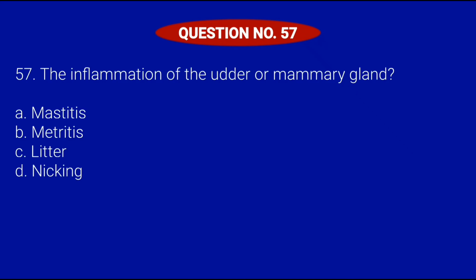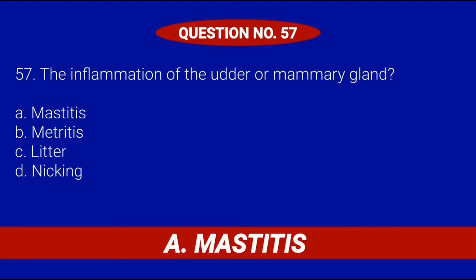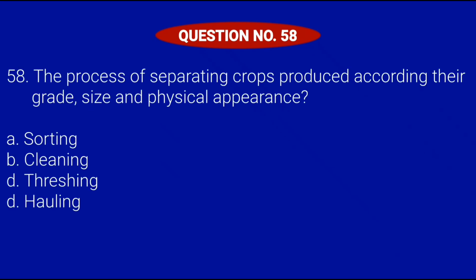Question number 57. The inflammation of the udder or mammary gland. Letter A. Mastitis. Letter B. Metritis. Letter C. Litter. Or letter D. Nicking. Correct answer is letter A. Mastitis.